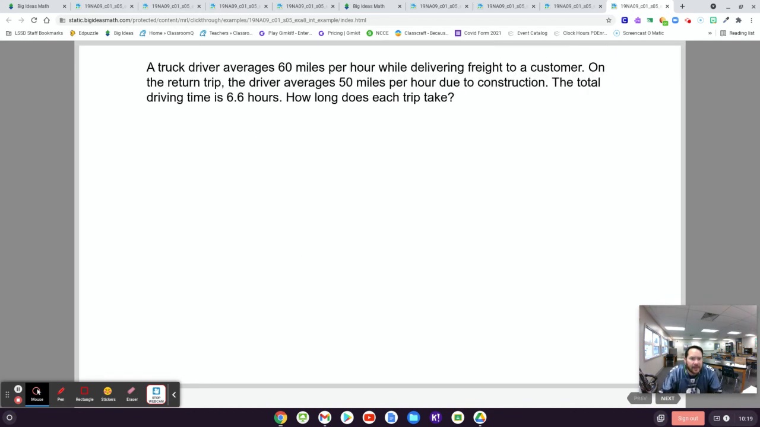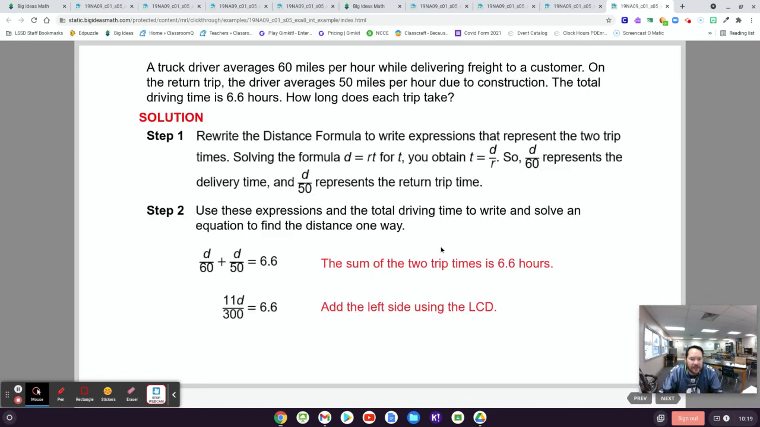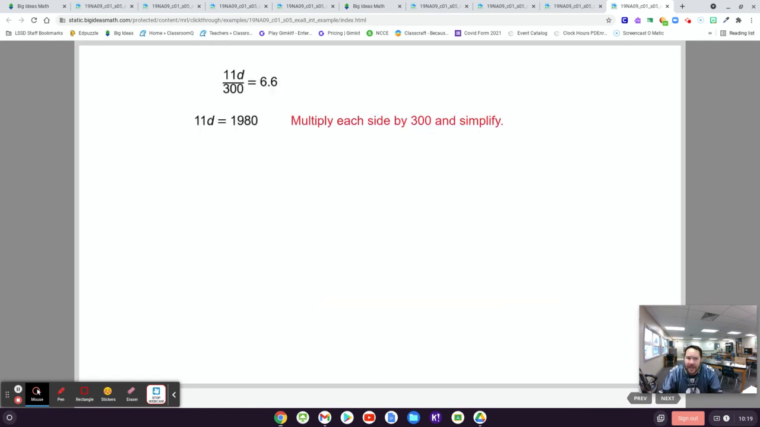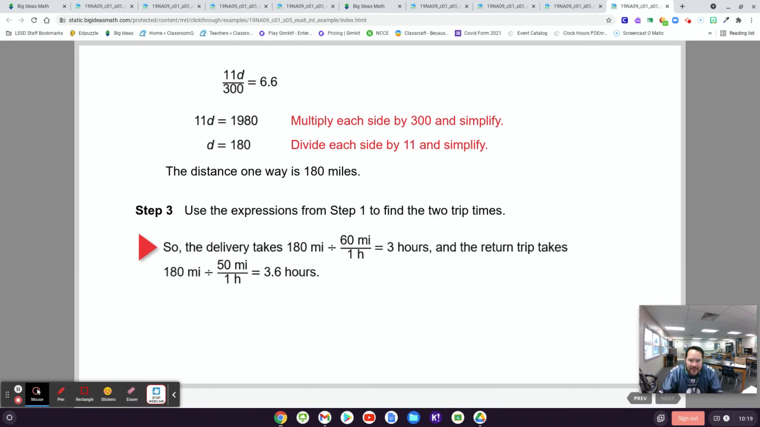Let me see if I can back up. Oh, I can. Look at that. Okay, so see if this all makes sense. Might want to take some notes on this. And see if this makes sense. You might want to take notes on this.